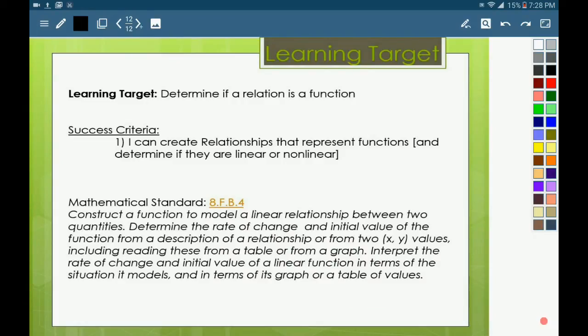Alright, so that brings us to the close of our lesson. Just remember, we're still determining if a relation is a function, but today's lesson specifically focused on creating relationships that represent functions and still making sure we can tell the difference between linear and nonlinear. That was throughout all the examples. If you have any questions, please let me know, and you can go ahead and start your practice.